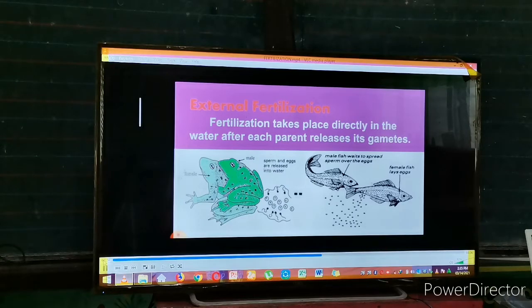Ganon din sa fishes. So as we can see in the picture, magre-release si female fish ng egg, and then magre-release din ng sperm cell si male fish at doon mag-fertilize sa water. So, outside fertilization.